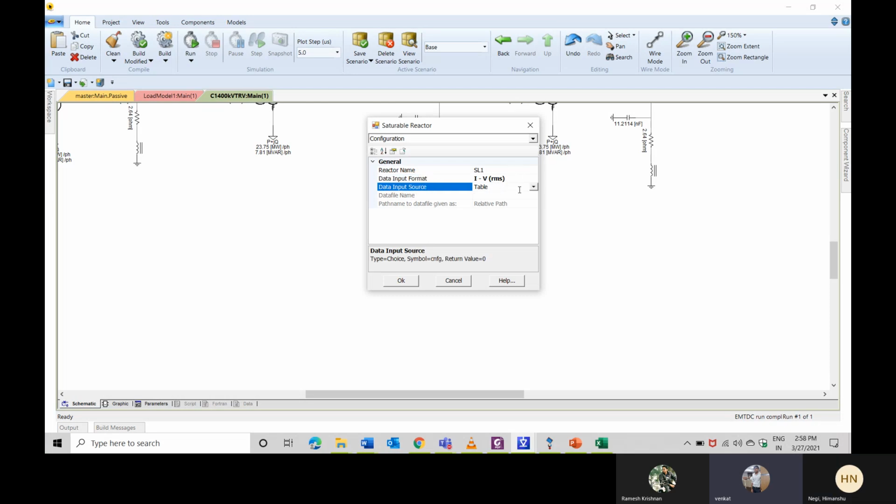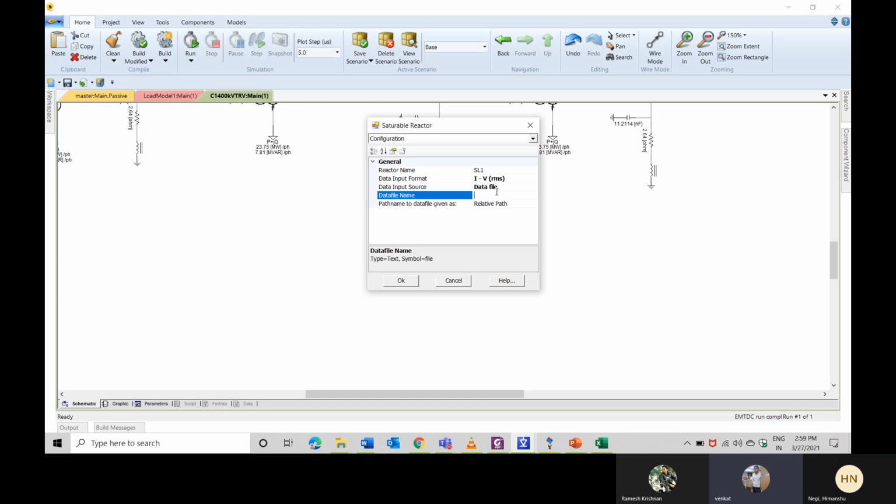And then we have two options: we can provide the data inside this box itself, or we can give it in data file format. Data file format means we can create the data in Notepad, and if we put that Notepad file name here, it will take the data from that file. I will show you that when we come to modeling of surge arresters. For the surge arrester we put the values from Notepad. At that time I will show you how to get the values from the data file.